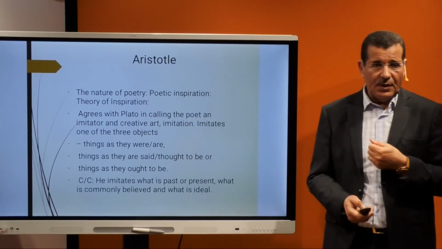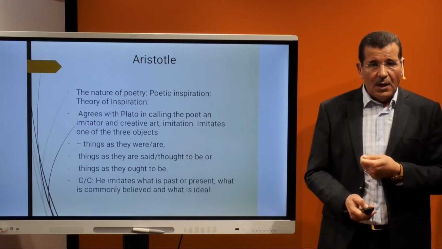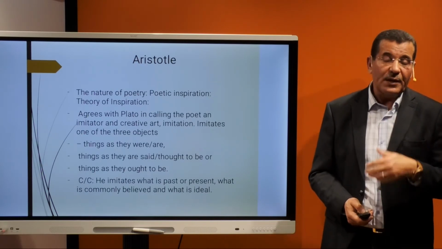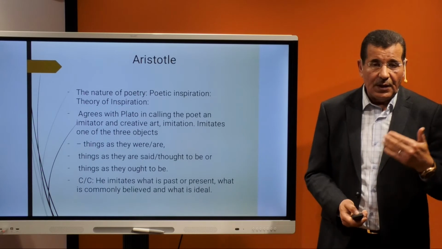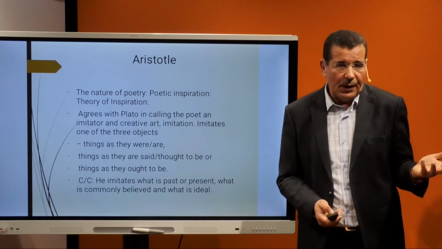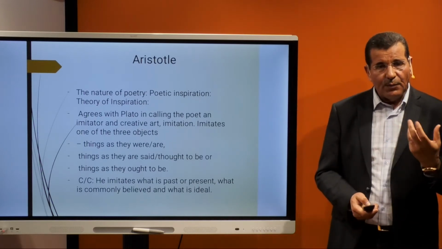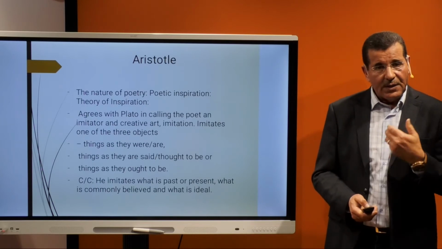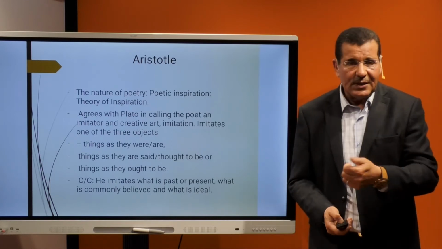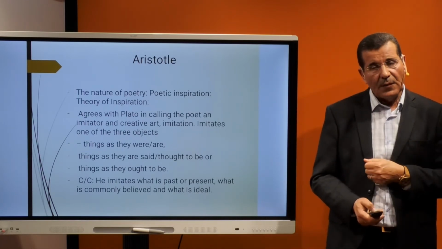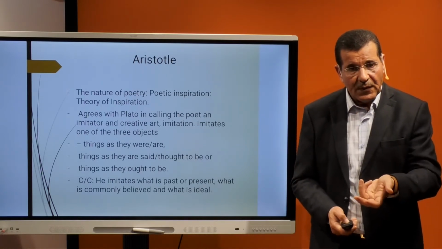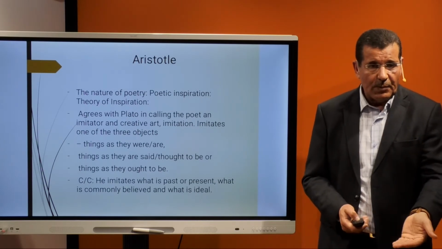The nature of poetry here is poetic inspiration. So with Aristotle, we start to think about inspiration. And where does this inspiration come from? It is divine, it is human, it is natural, it is multiple. He agrees with Plato in calling the poet an imitator and creative artist, but according to Aristotle, the poet imitates one of three objects: things as they were or are, things as they are said or thought to be, or things as they ought to be. So present, past, and probably future.